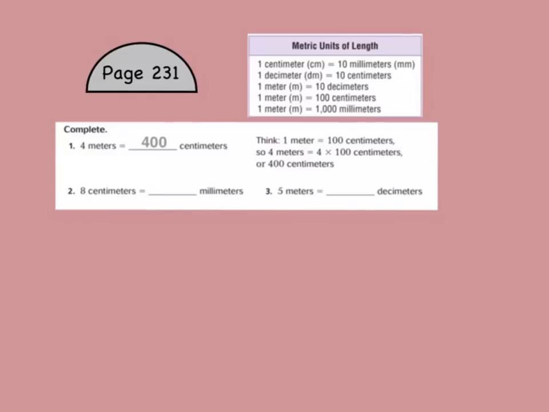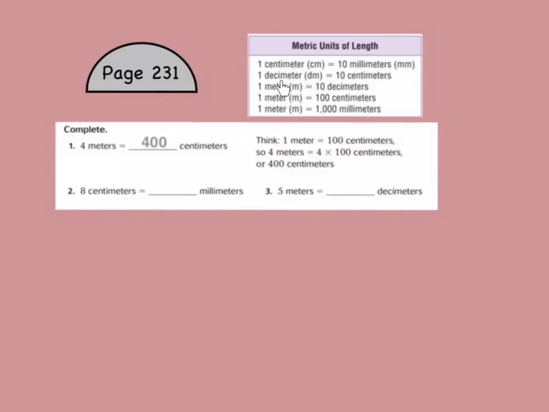For the first half of tonight's video, we're going to be working with metric units of length. It's very important to remember that they are in bases of 10. For example, 1 centimeter equals 10 millimeters. And remember, millimeters are very, very small. So it takes 10 millimeters to equal 1 centimeter.